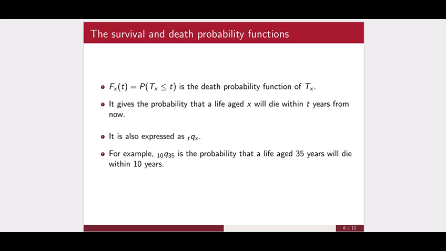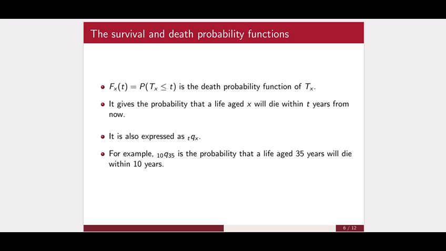The other side of things is the death probability function of Tx. This is denoted by Fx(t). It calculates the probability that a life aged x will die within t years from now. In other words, it is the probability that the future lifetime of this life aged x is less than a duration of t years, because a life would have died within the t years from now when they are aged x. It is also expressed as tqx.